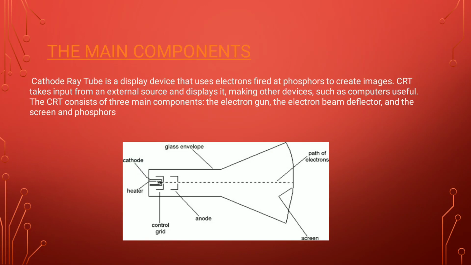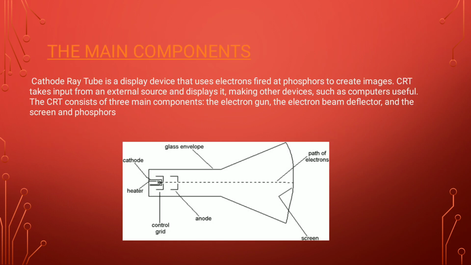Now coming to the main components. The cathode ray tube is a display device that uses electrons fired at phosphor to create images. The phosphor screen which is present in front of the CRT is the phosphor layer. It takes input from an external source and displays it. It makes other devices such as computers useful. Some of the components are the electron gun, the electron beam deflection, and the screen and the phosphor.